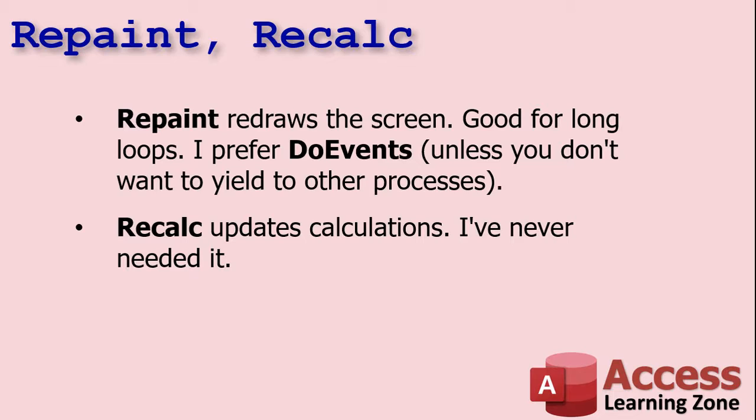And then Recalc is one I've actually really never used. It updates calculations, but Access pretty much does that on its own. You know, like if you've got a sum function or something like that in a form footer, or a control that's based on two other controls like this plus this. Access is pretty good about doing that automatically. I've never needed to use Recalc. If you have, I want to hear about it. Post in the comments down below and tell me what you've needed Recalc for, because I've never needed it. In almost 30 years of using Access, I've never had to use it.